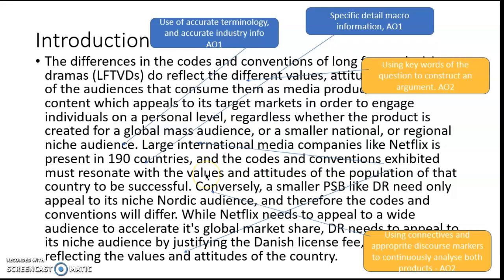Carrying on with this, you are not going to just talk about Netflix, but you need to talk about DR as well. And the best way to continuously compare these two companies is to use these connectives like conversely, on the other hand, however, and although this is an English technique, it's very useful within media studies in order to try and get both sides of your argument across. Remember, this is an evaluative comment. It asks you to what extent, and therefore you need to have both sides of your argument and both products analysed.